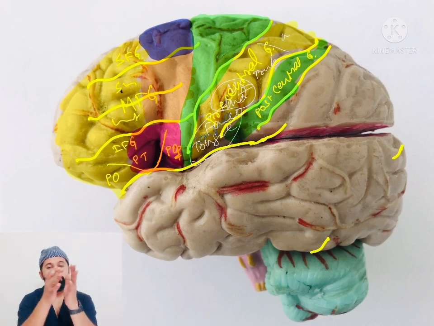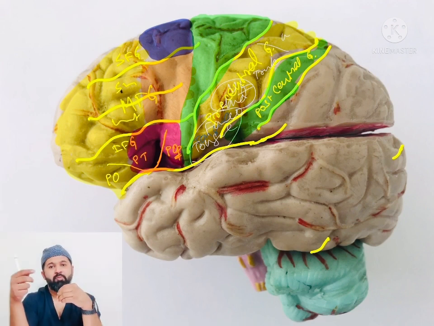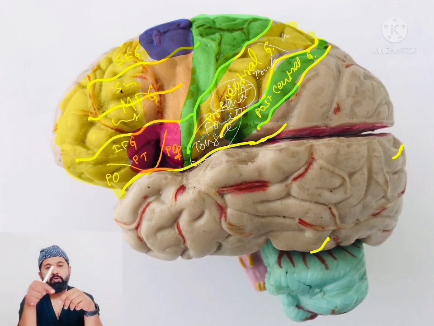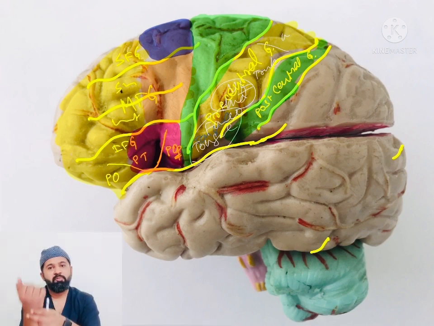This receives the exteroceptive and proprioceptive sensations of the opposite side of the body. Exteroceptive sensations are the sensations in which the stimulus arises from outside the body. For example, touch, pain or vibration, those are exteroceptive sensations. Temperature is also an exteroceptive sensation. And proprioceptive sensations are the sensations that come from within the body, for example joint position or muscle position.